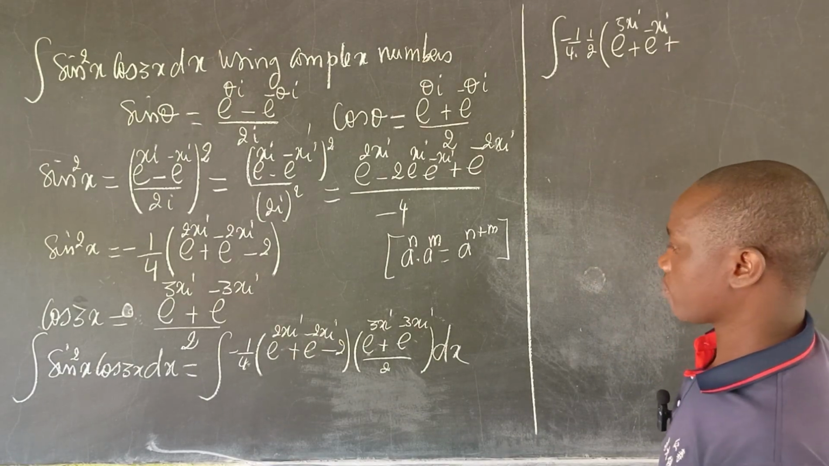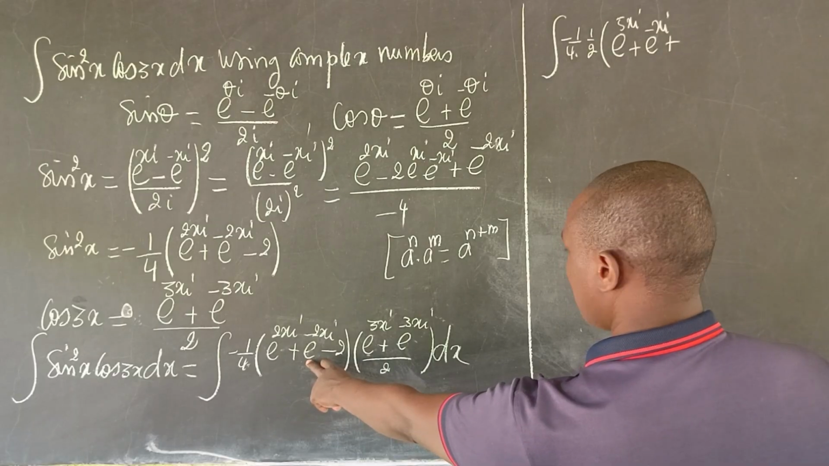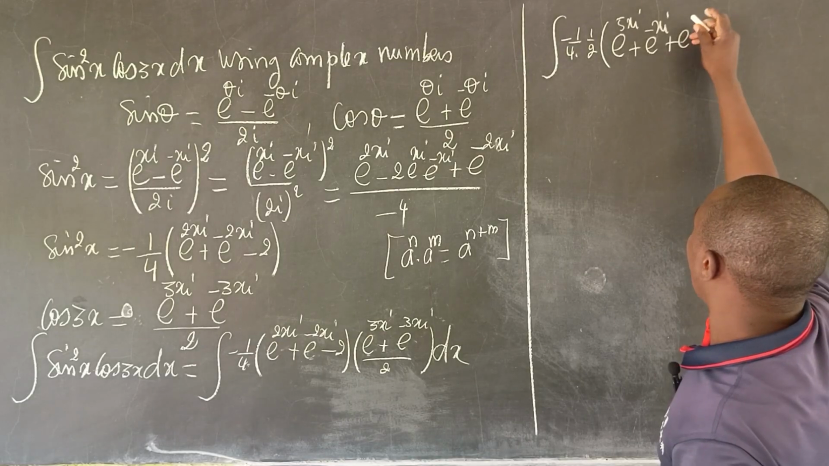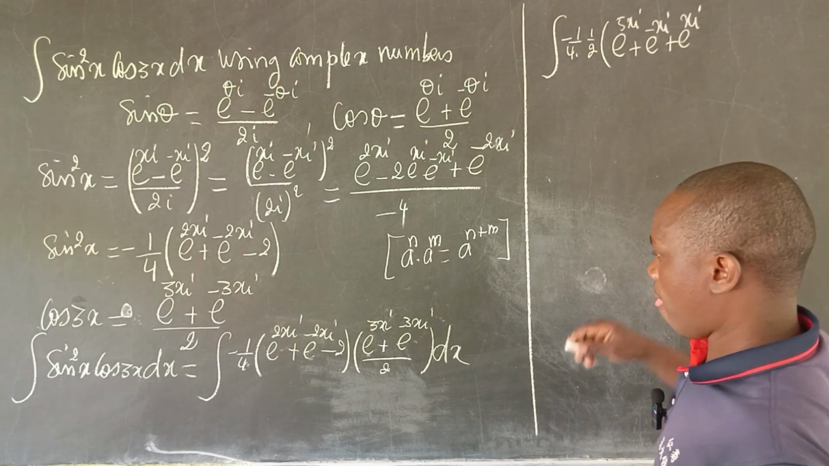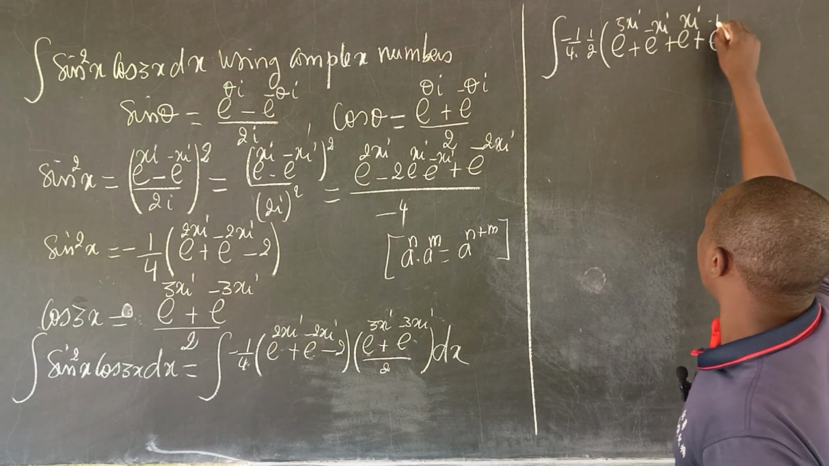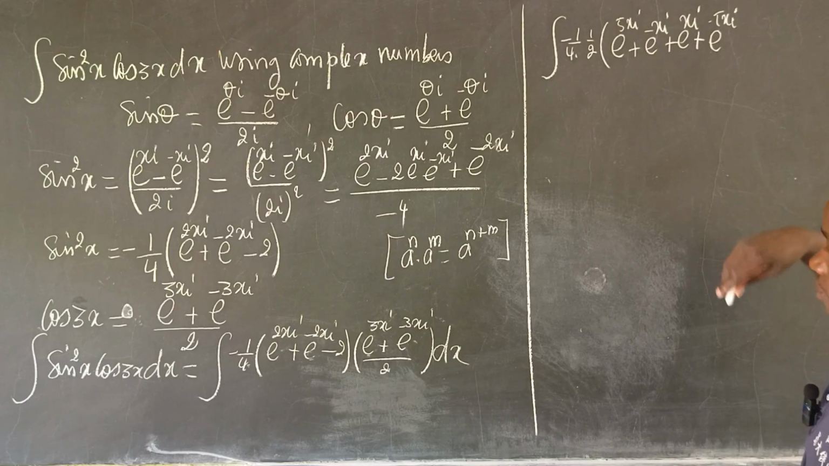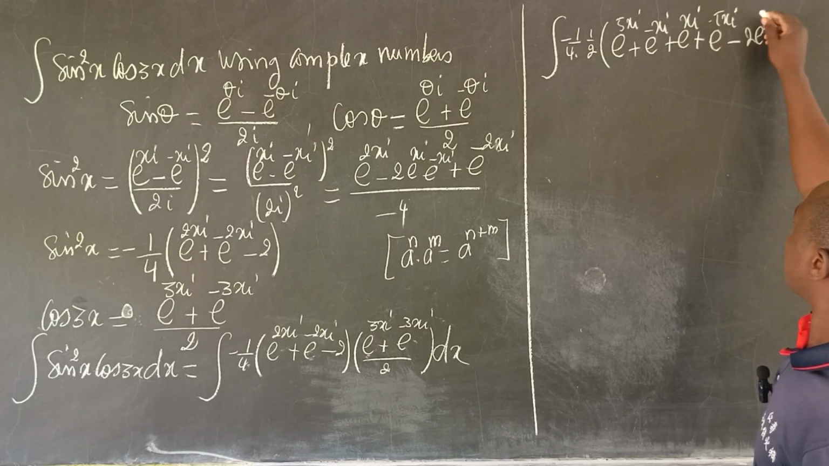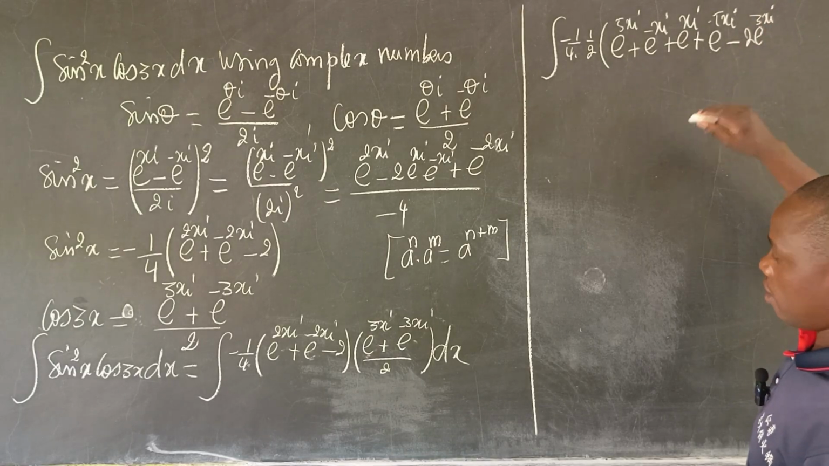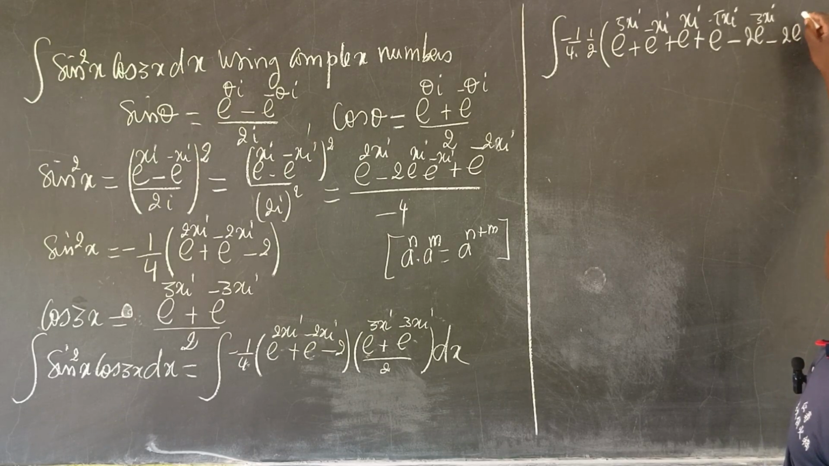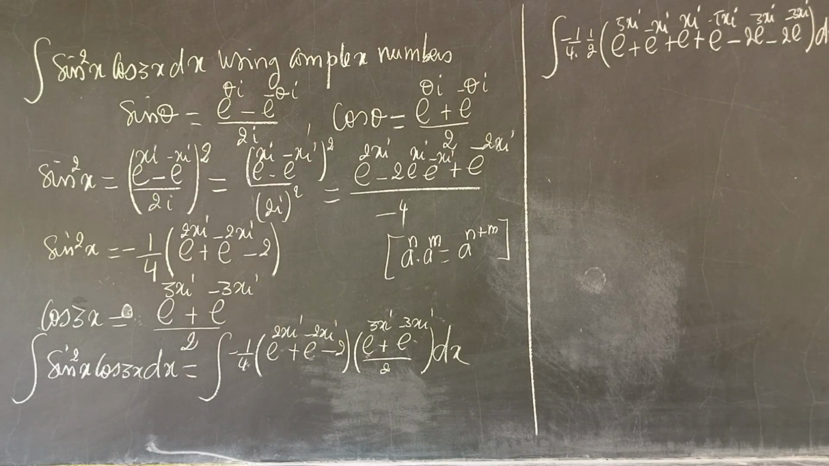This and this will be plus. Here is this, and this will be exponential of xi plus this, and this will be exponential of minus 5xi. This and this will be minus 2 times exponential of 3xi minus 2 times exponential of minus 3xi, then dx.